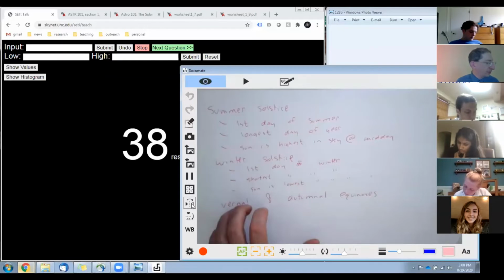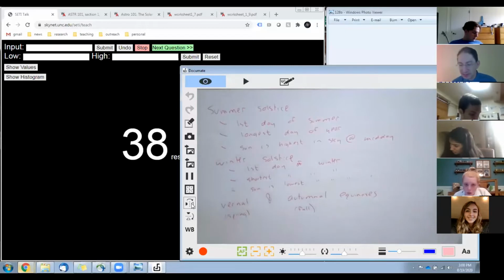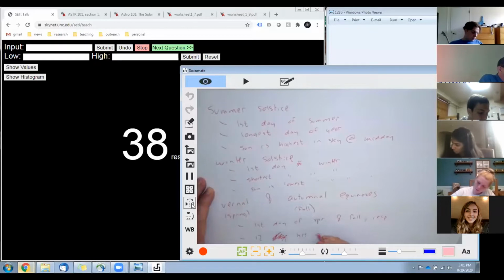And then we have the vernal and autumnal equinoxes. Vernal is a fancy word for spring. Autumnal, autumn, that of course means fall. And this is when you're partway between these two places in your orbit. So this is the first day of spring and fall, respectively. And what distinguishes this is on the equinoxes, everywhere on the globe, we have 12 hours of day and 12 hours of night. And I'll bring up a figure to illustrate that.